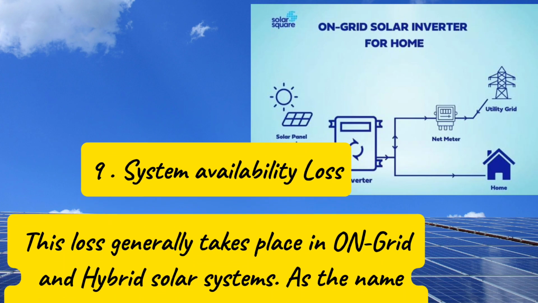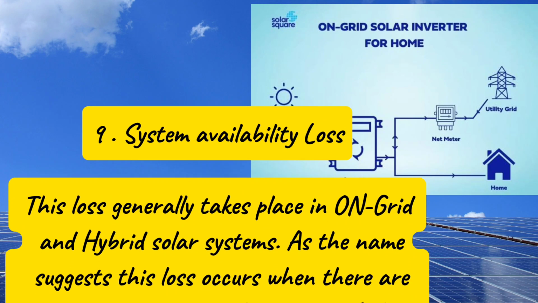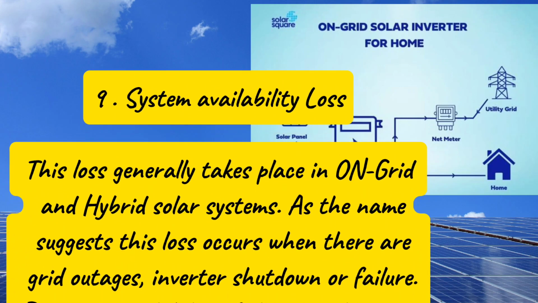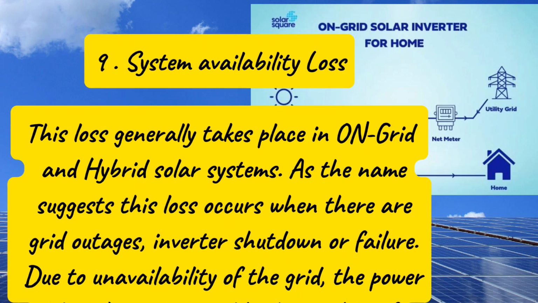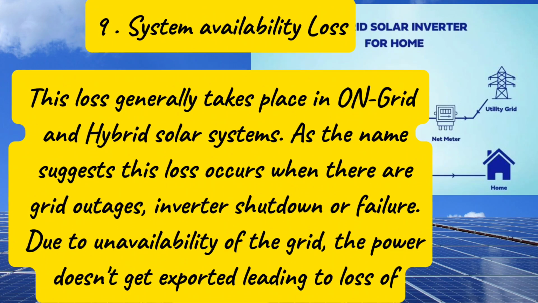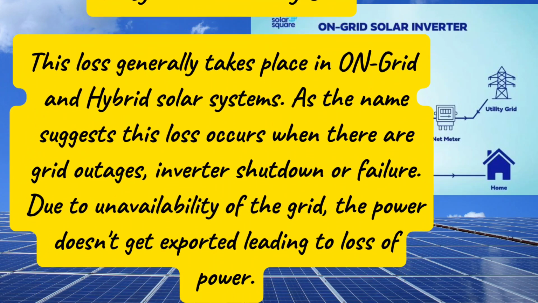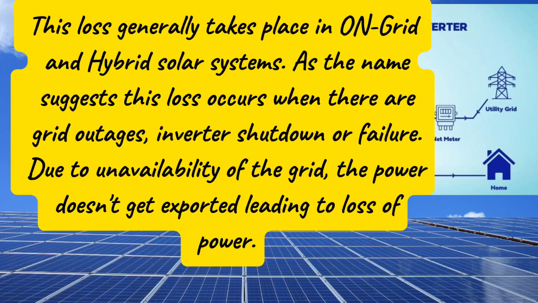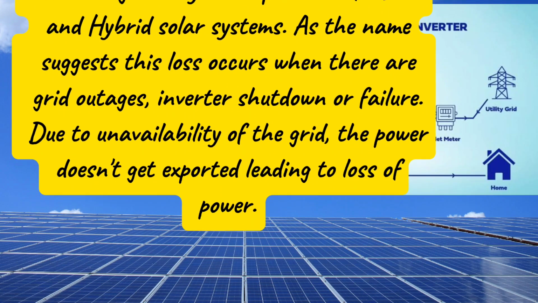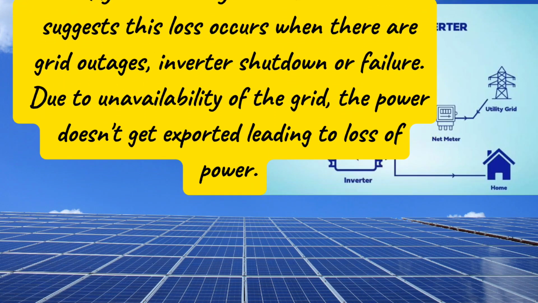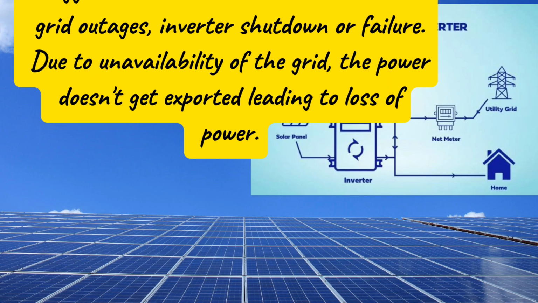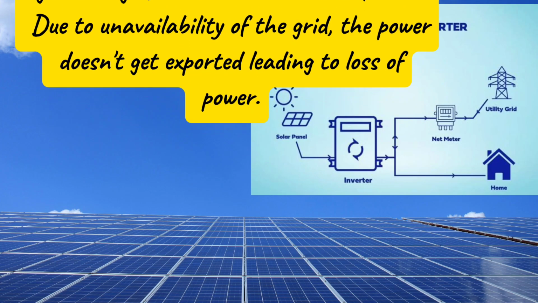System availability loss. This loss generally takes place in on-grid and hybrid solar systems. As the name suggests, this loss occurs when there are grid outages, or inverter shutdown or failure. Due to the unavailability of the grid, the power doesn't get exported, leading to the loss of power.